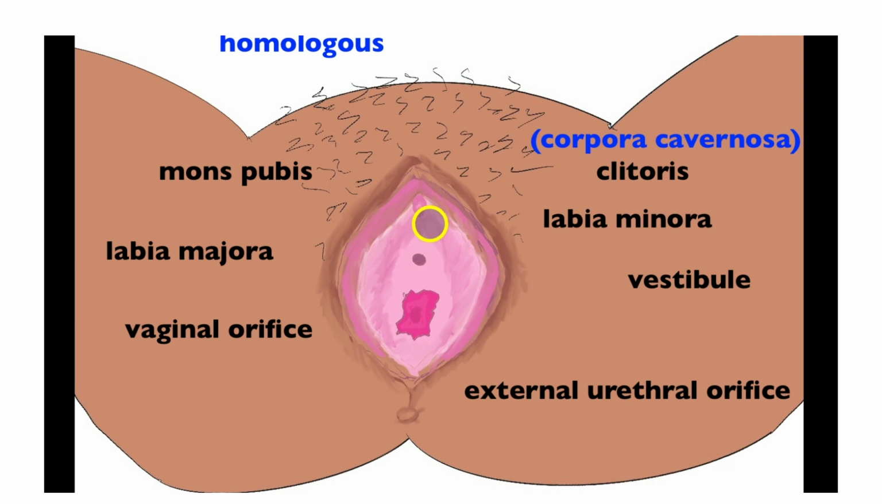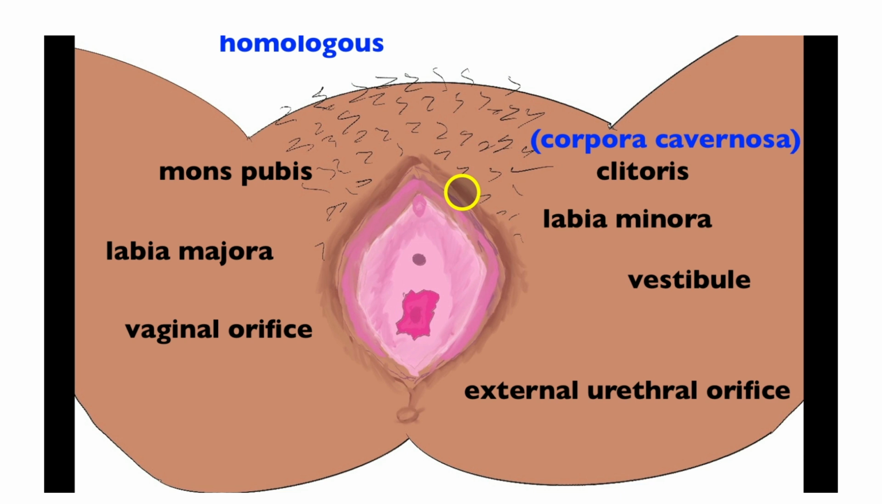So the urethra and the corpus spongiosum don't play a part in the clitoris, but the clitoris has the two corpora cavernosa, which are the erectile tissue of the clitoris and of the homologous penis that engorge with blood during sexual stimulation.